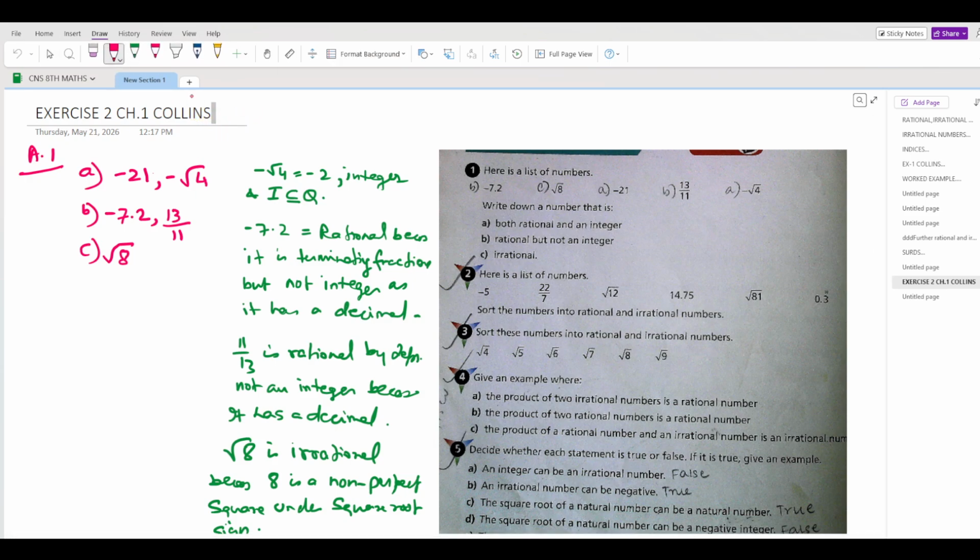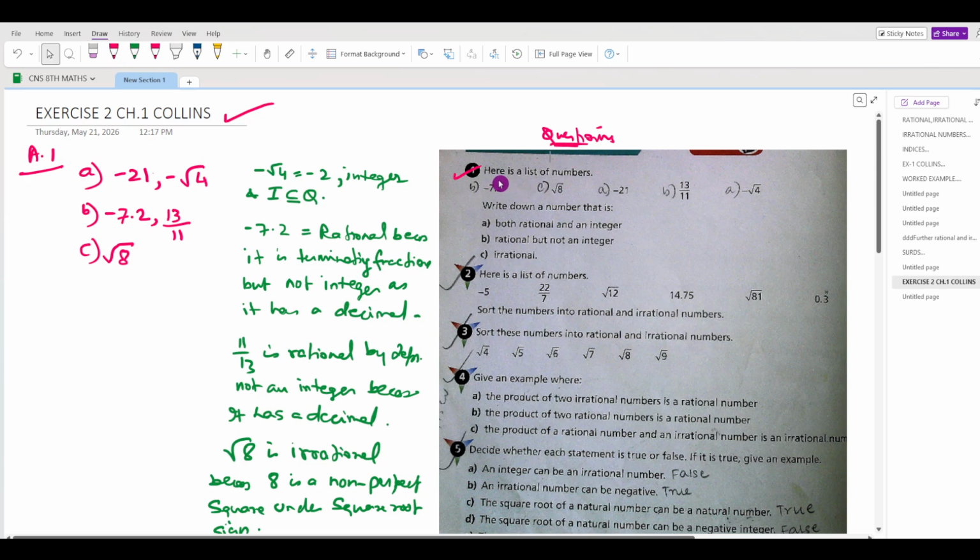Okay, so today I was thinking of doing exercise 2 from chapter 1 from this book, Collins. These are the questions you can see over here, right? These are the questions that we are going to start answering today.